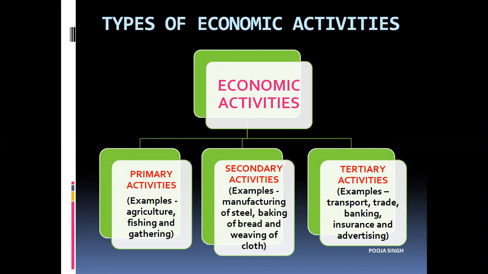Economic activities. There are three types of economic activities: primary, secondary, and tertiary. Primary activities include all those connected with extraction and production of natural resources. Agriculture, fishing, and gathering are good examples.